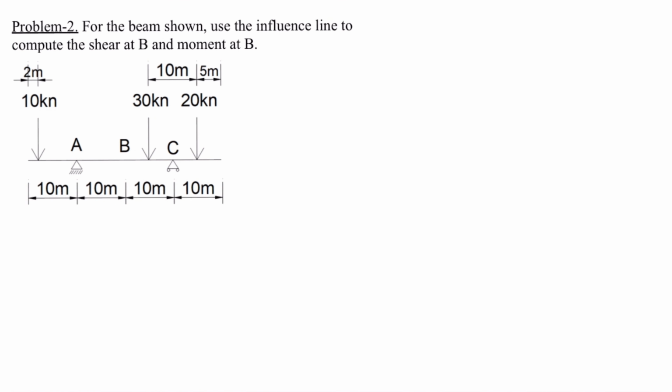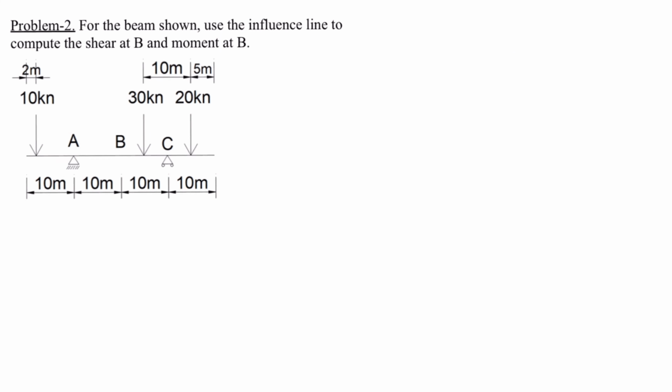Problem 2 reads, for the beam shown, use an influence line to compute the shear at B and moment at B. So we will start off by computing the shear at B. And we will start off the same way we started the first problem, which is drawing the beam. And we'll label this A, C, and B. We will then draw the influence line for the shear at B. We know that this will have to be a total of 1 unit. So then we finish drawing the influence line, which will look something like this.